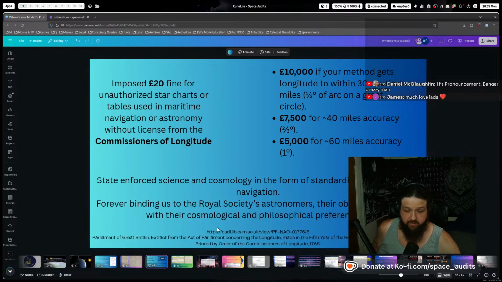Wow. And then, so if you could find the accuracy within half a degree, they would give you $10,000, which would be like millions of dollars back then.